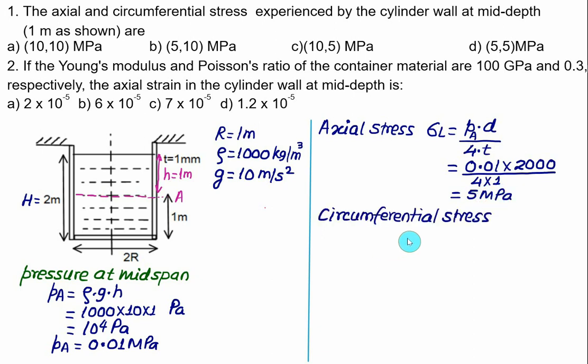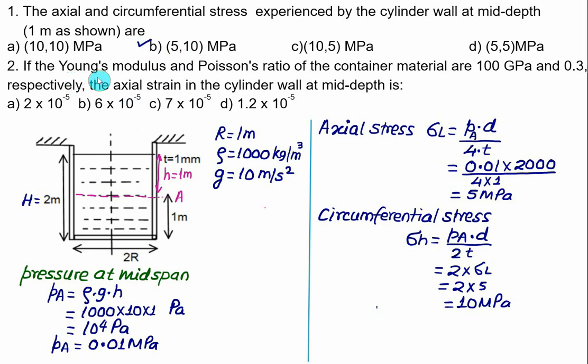In a similar way, we can calculate the circumferential stress, that equals sigma h, and we have sigma h equal to pressure at A multiplied by diameter D divided by 2 times T, or you can calculate the hoop stress as 2 times sigma L, that is 2 times 5, which is equal to 10 megapascal. So you have to follow the sequence here. First is axial and then is circumferential. We have axial is 5 and the circumferential equal to 10, 5 comma 10. Choice B is correct in the first part.